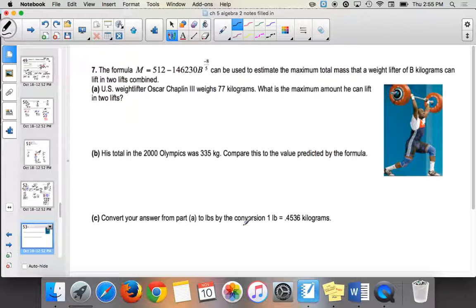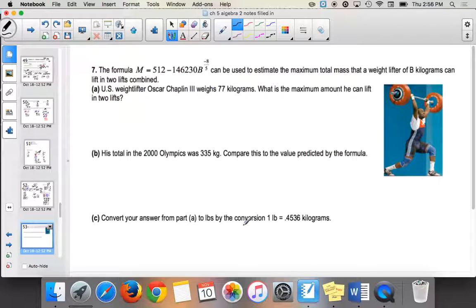So have you guys seen this in the Olympics where they lift two times? So they do the first one and they lift it over their head. And they do a second one, and I don't know how they do it. I can't even lift the bar. So he's lifting this over his head, and it's in two lifts. So they combine the two lifts for their final score.